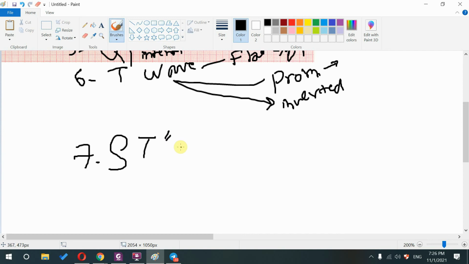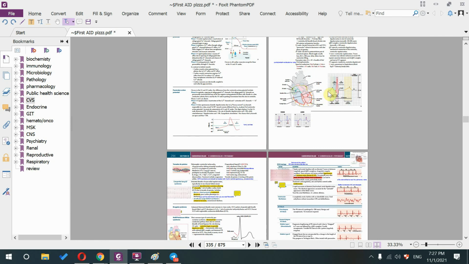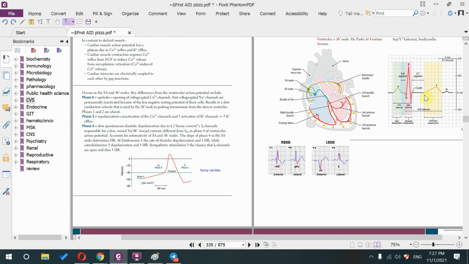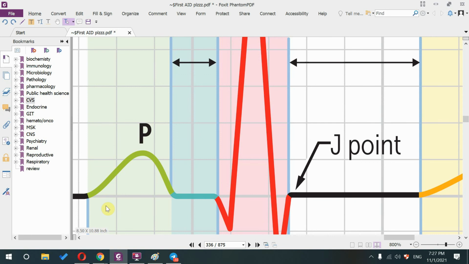It has a name. Not I, but J. J point, not wave, point, yes. Okay, gotcha. So the J point is at the beginning of the ST segment. So you take a look at it and then you make a line, always.